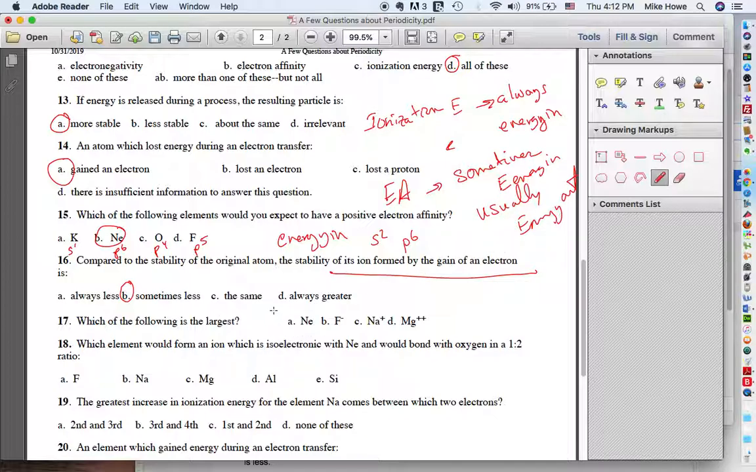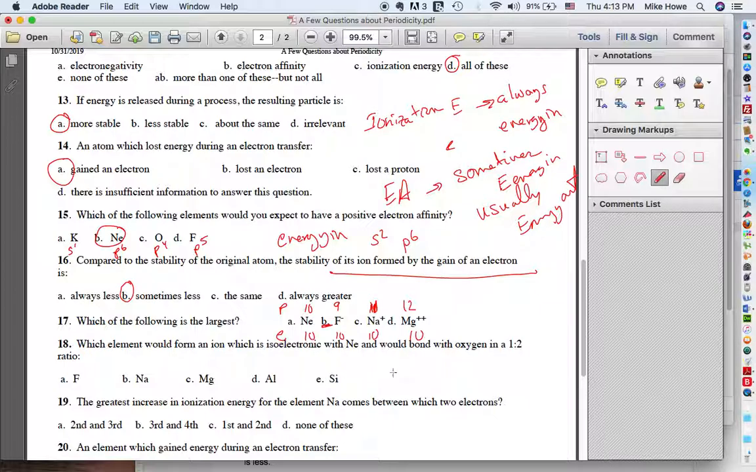Okay, this is the largest. Remember, I think I wrote this on the board the other day. So protons, electrons. This would be 10, 10. This would be 9, 10. This would be 11, 10. This would be 12, 10. So which is the largest? It's the one that has the fewest protons. So B.